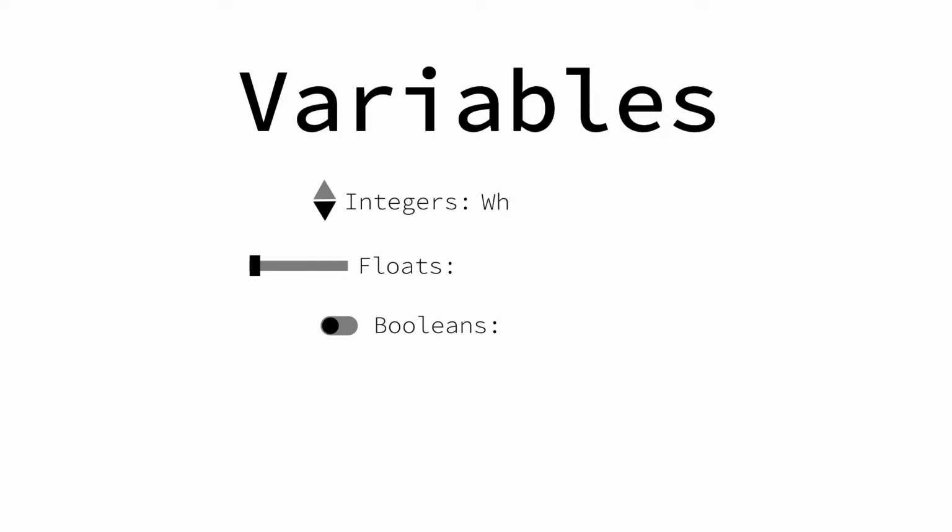Variables are used frequently in Processing. Ints, floats, and booleans are the main three that we use. Ints are whole numbers, floats are not whole numbers, and booleans are just yes and no.